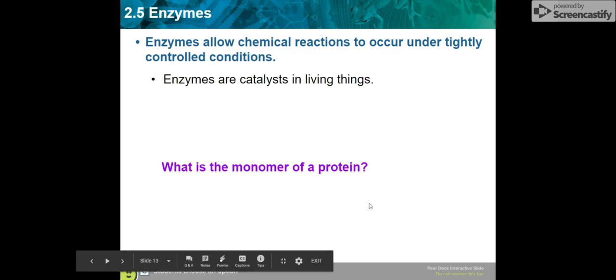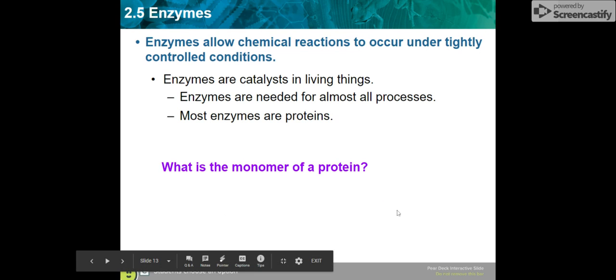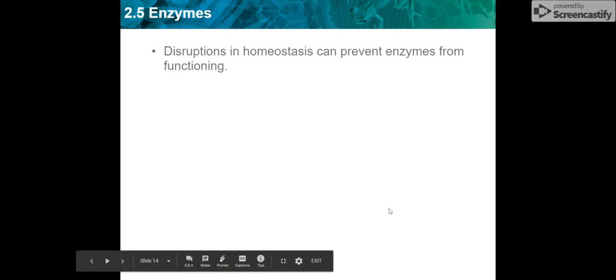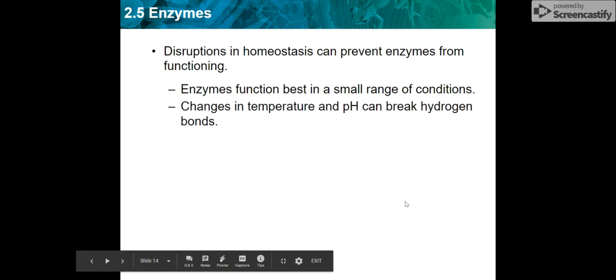So enzymes only work under very specific conditions. Okay, most living things have enzymes and they are proteins. So they are those chains of amino acids that are hooked together by peptide bonds. We talked about that last Thursday. So the monomer of a protein is an amino acid. So enzymes are going to have lots of amino acids joined together. And they can help reactions, again, in cells happen more efficiently.